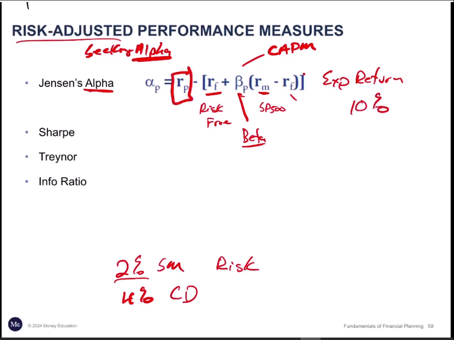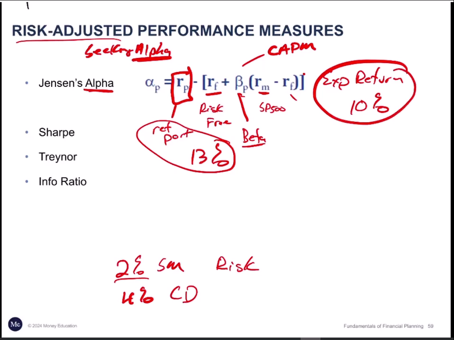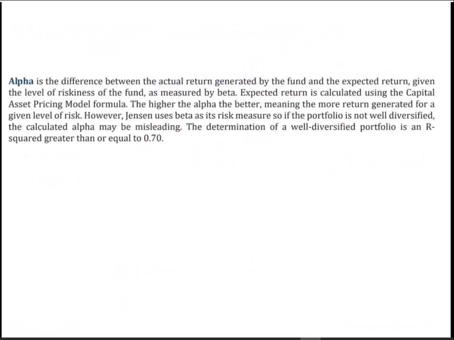And this R of P is the actual return on the portfolio. And let's say it's 13%. So if you actually made 13 and you were only expected to make 10 based on how much risk you have, you had 13 minus 10, a 3% positive alpha, which is great. You want a higher number, the better, because it means that you actually made more than what you were expected to make. And that's what this definition is telling you right there.